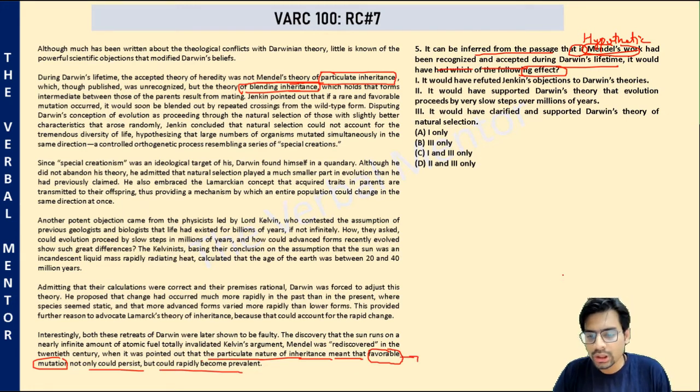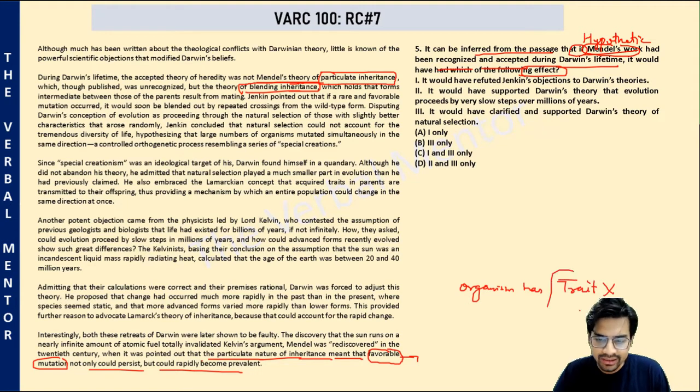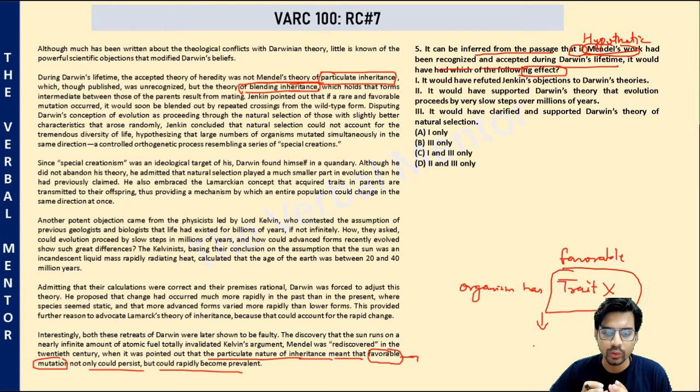So let's say a particular organism has trait X, out of 100 traits, and this particular trait is favorable. Mendel's theory would say that this particular trait X can be transmitted, and not all the traits. It's not a blending that is happening, where parent 1 and parent 2, all the characteristics taken together, the average sum is transferred to the gene pool of the kid, the offspring. No, that is a separate theory.